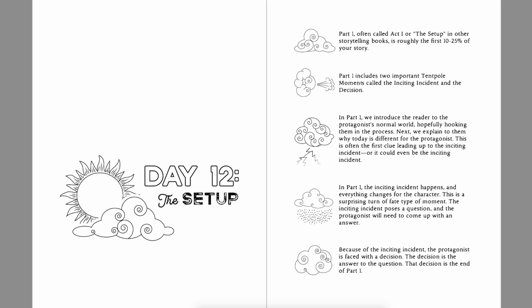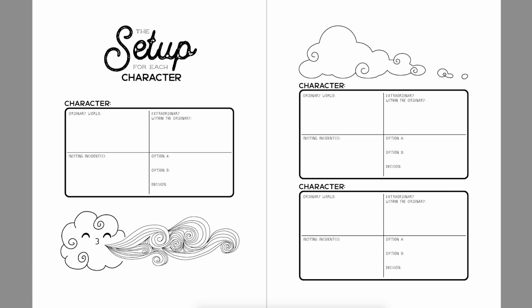This section is going to include the inciting incident and the decision. We talked about that in day 11 as well. All right, so you're going to do the setup based on each character. As we've talked about in a number of lessons at this point, the characters you need to do this for are your protagonist, possibly your antagonist. If your antagonist is a person, maybe it's not a person, it could be an antagonistic force. And then you can also do it for any point of view characters you have.